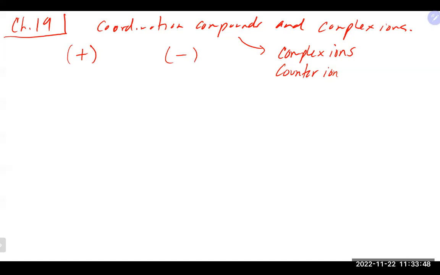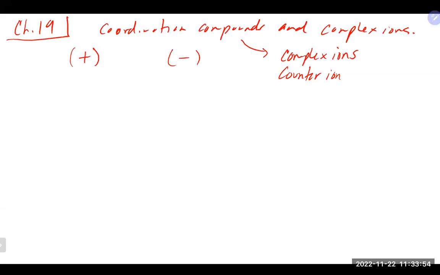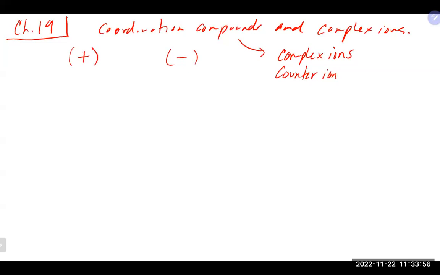Now you can have both the counter ion and the complex ion. They could either be positive or negative. So for example, we can have a counter ion that is positive. That would make our complex ion part negative, and vice versa as well. We could actually lead with the complex ion, which will be positive, and the counter ion will be negative. So you can have both a positive or negative complex ion and a positive or negative counter ion.